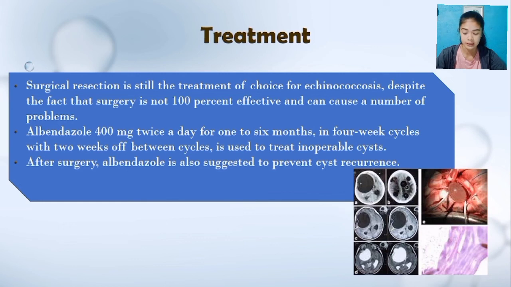So treatment. Surgical resection is still the treatment of choice for echinococcosis, despite the fact that surgery is not 100% effective and can cause a number of problems. Albendazole 400 milligrams twice a day for 1 to 6 months in 4-week cycles with 2 weeks between cycles. It is also used to treat inoperable cysts and after surgery. Albendazole is also suggested to prevent cyst recurrence.